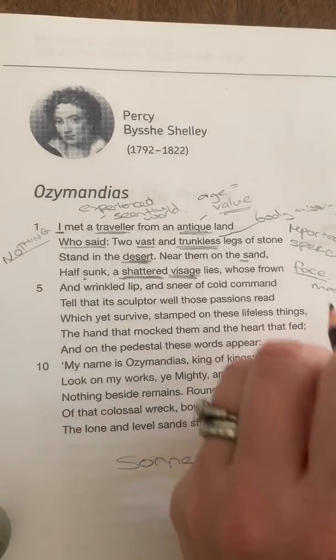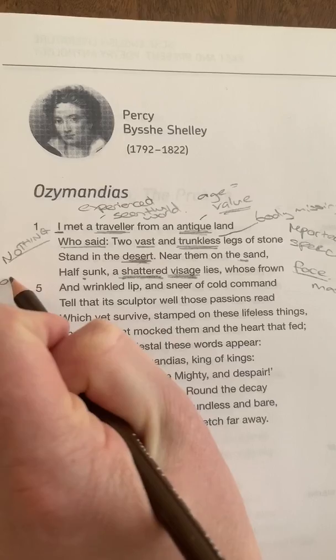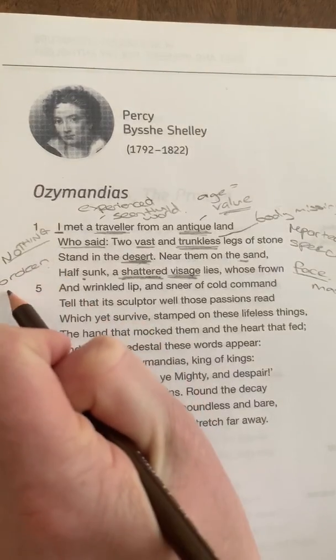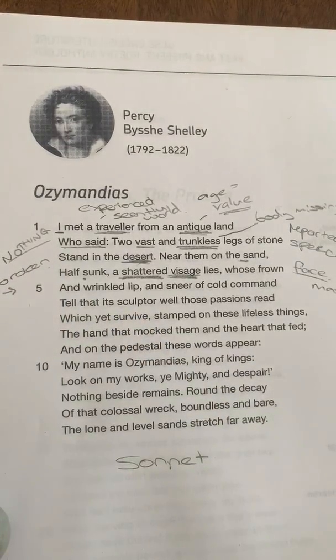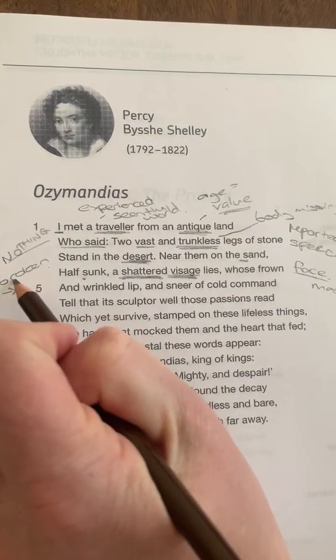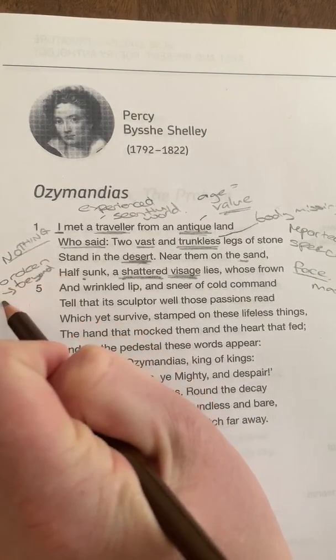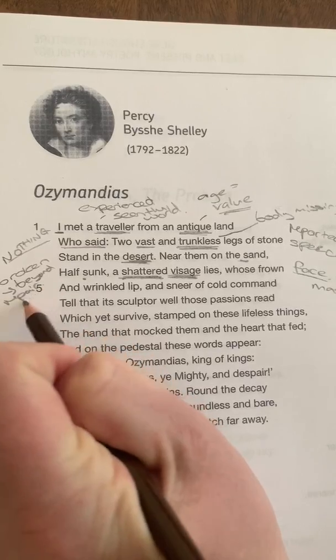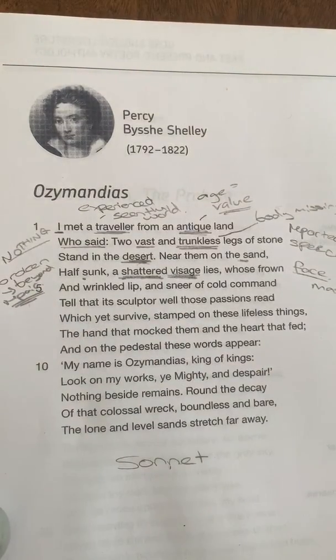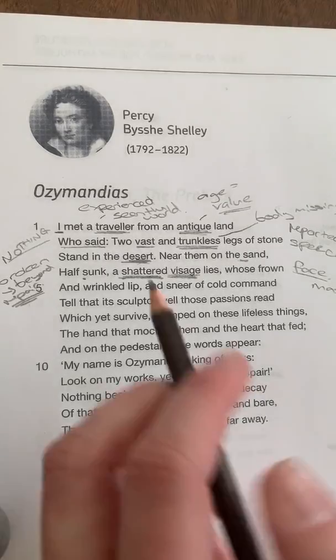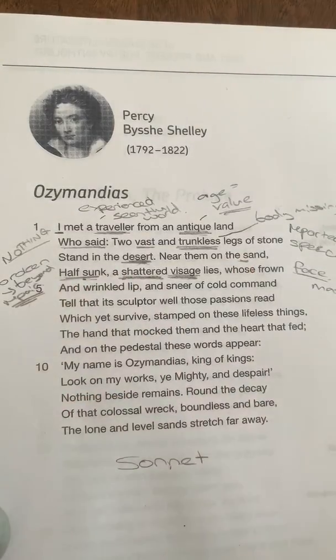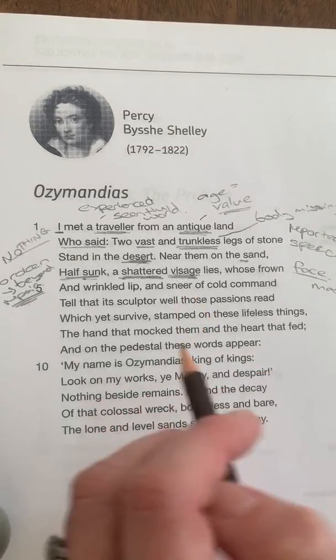Don't just tell me it's broken. What is the difference between being broken and being shattered? Shattered suggests that it is beyond repair. Shattered means broken into multiple pieces. So near them on the sand, half sunk, a shattered visage lies. What about this half sunk? It has to be half sunk. We have to be able to see it, otherwise you wouldn't be able to talk about it. But sunk means that it's buried, under the sand.